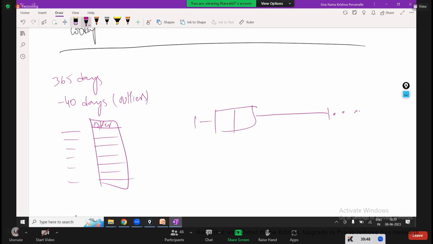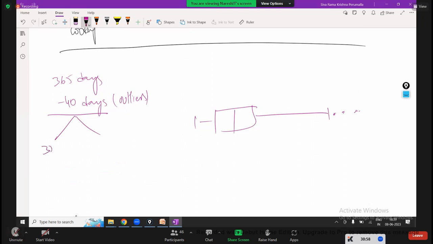Next, what am I going to do? I'm going to separate the data. Out of 365 days, I'm going to separate the data into 325 days in one data set and 40 days in another data set. For example, if you ask me to predict the sales on any particular day, if it is an offer day, I will use this data set. If it is a non-offer day, I will use this data set.